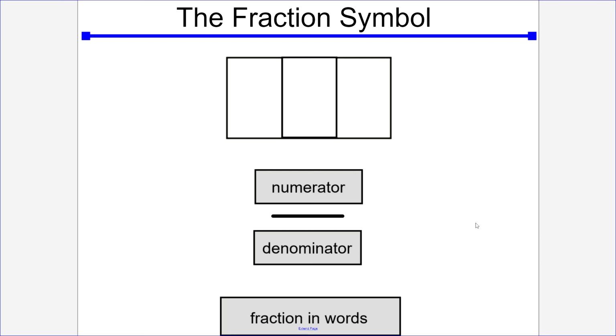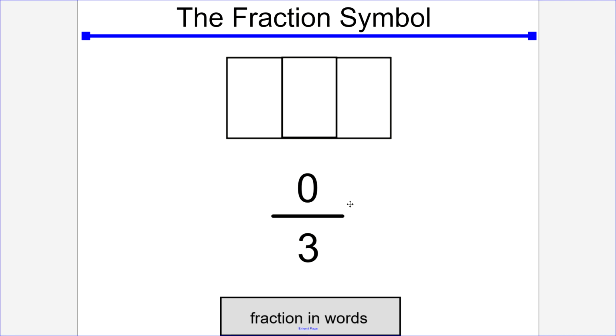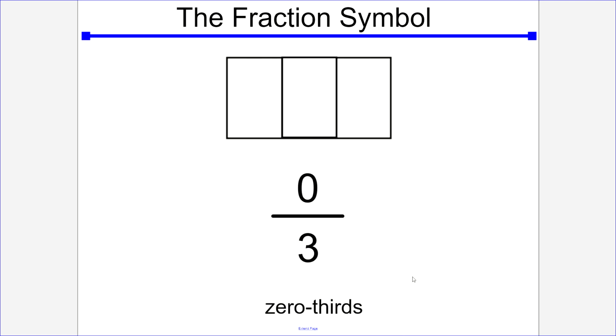Let's look at another one. I want you to go ahead and think. What would our denominator be? You're right, our denominator is 3. And what would our numerator be? Oh yes, our numerator is 0. There are no parts shaded or selected. So, how would we say this fraction in words? Oh yes, this is 0/3 because there are 3 total parts in the unit and 0 are selected.